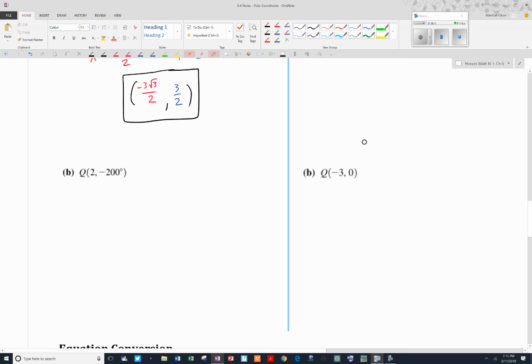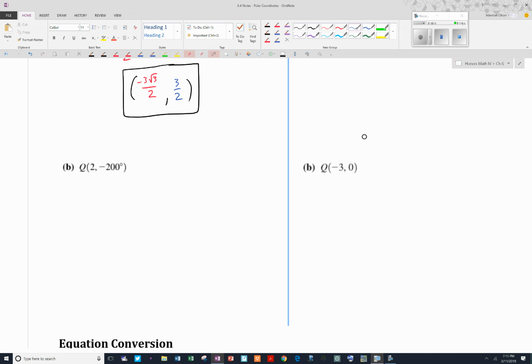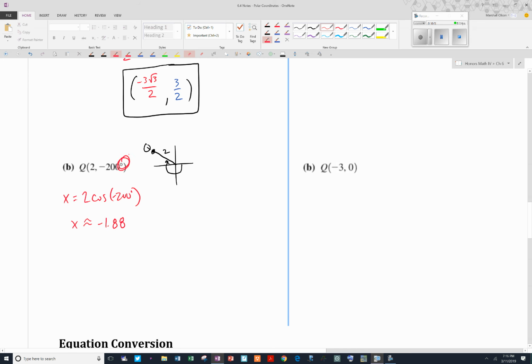In the next one down here, we are going to definitely need our calculator because we don't have a nice reference angle. Our angle here is negative 200 degrees. So just to get an idea here, negative 200 degrees we know would be in the second quadrant. And we now have, let's see, there's our point Q, and we know that this is a length of 2 right there. So we're in the second quadrant again, so we're negative, positive. So we have that x equals 2 times the cosine of negative 200, and that is going to end up being about negative 1.88. Make sure your calculator is in degrees, please.